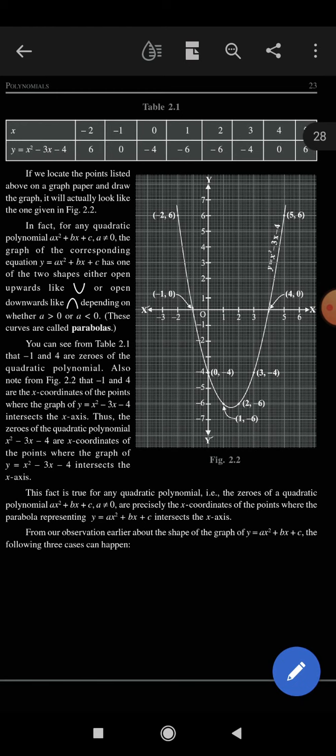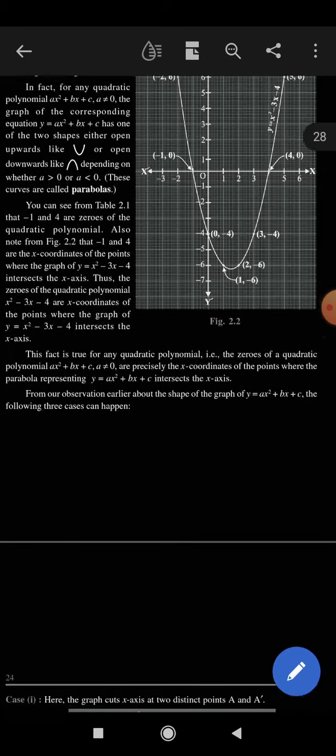In fact, for any quadratic polynomial ax square plus bx plus c, where a does not equal 0, the graph of the corresponding equation y is equal to ax square plus bx plus c has one of two shapes, either open upward or open downward, depending on whether a is greater than 0 or a is less than 0. These curves are called parabolas.